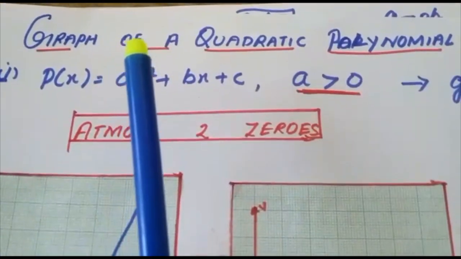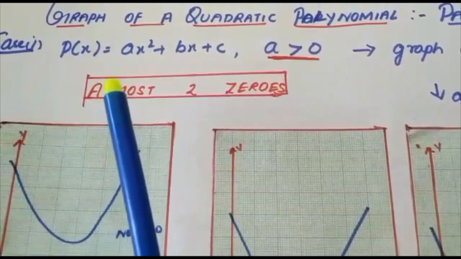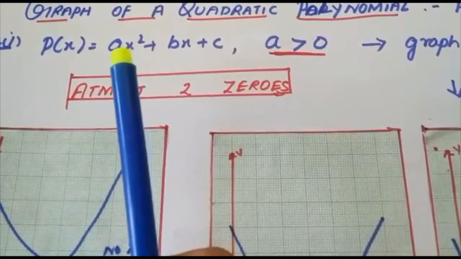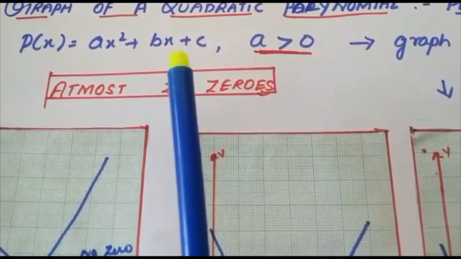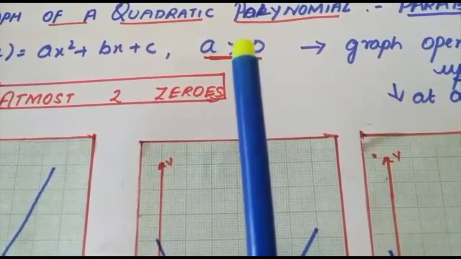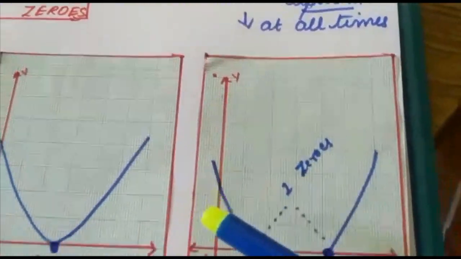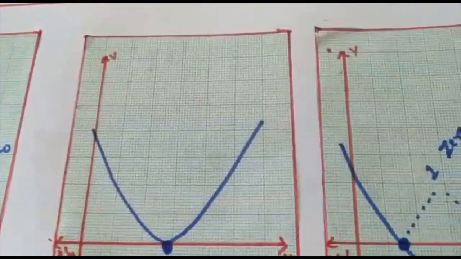Just now we saw the graph of a quadratic polynomial is a parabola. In these 3 cases, in the standard form of the polynomial, that is ax square plus bx plus c, which is a quadratic polynomial, we have to check whether a is greater than 0. That is, if a is positive, the graph will always open upwards. See, in all the 3 cases, the graph is opening upwards.